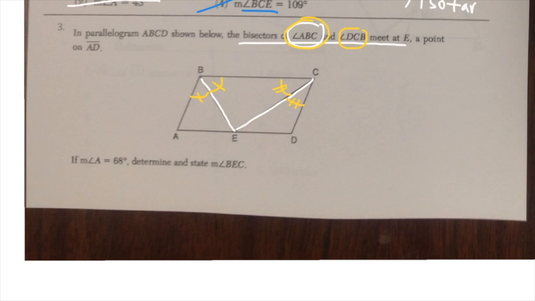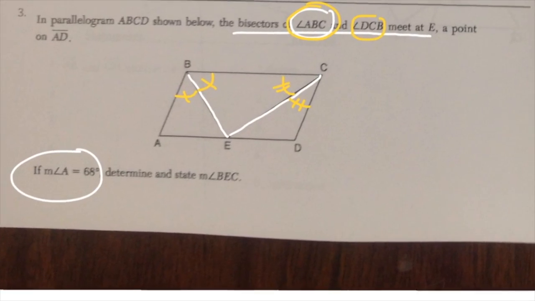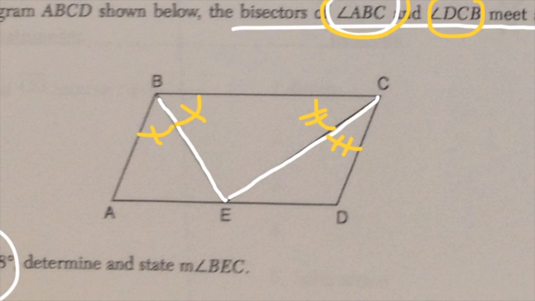Okay, it says angle A is 68 degrees. So let me zoom in here and place it. Now, in the reading it says that this is a parallelogram, so the opposite sides are parallel to each other. That could be very useful. And I can see that it's useful right here. They want me to find angle BEC. So this is the one that I want at the end.